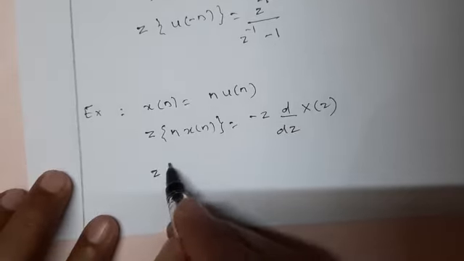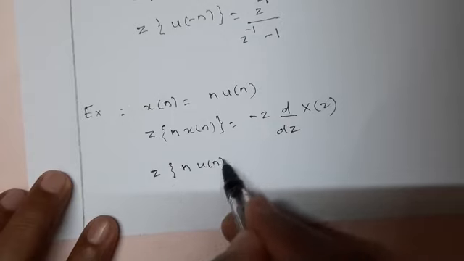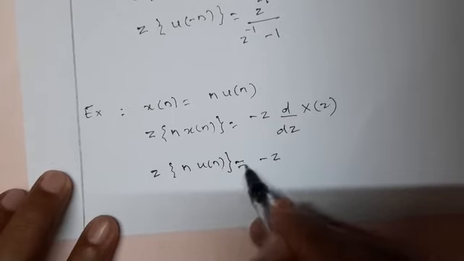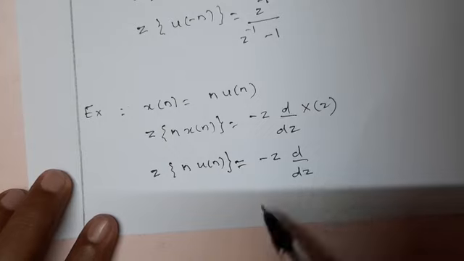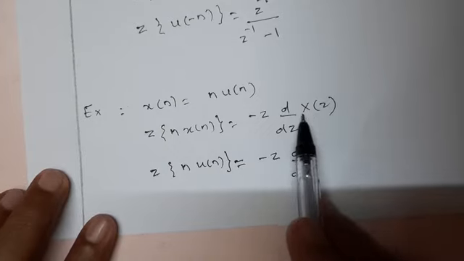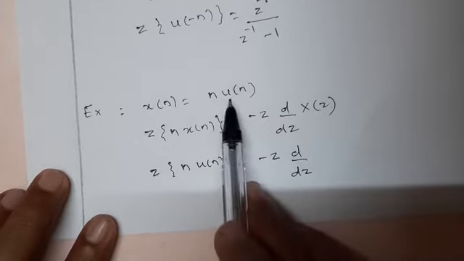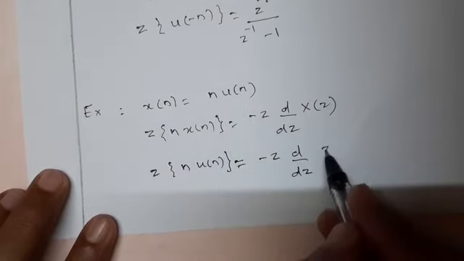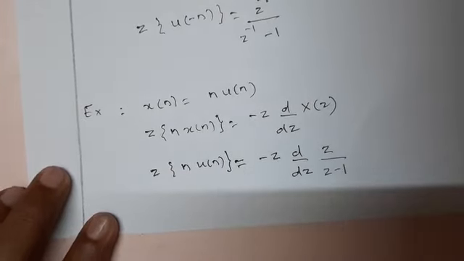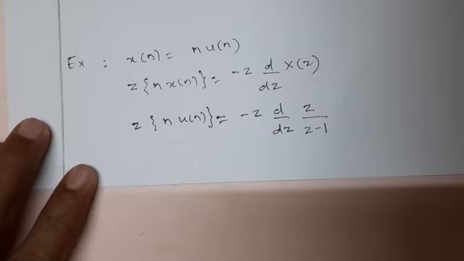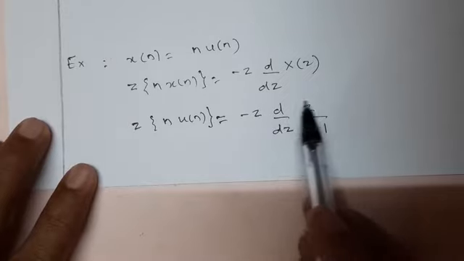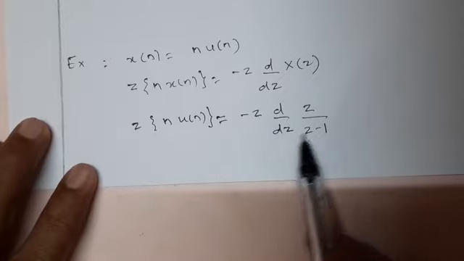Okay, so z transform of n into u of n is minus z d by dz of x of z. What is x of z? X of z is z transform of x of n. What is x of n? U of n. Z divided by z minus 1. Now we have to solve this equation: minus z d by dz, differentiate z divided by z minus 1.